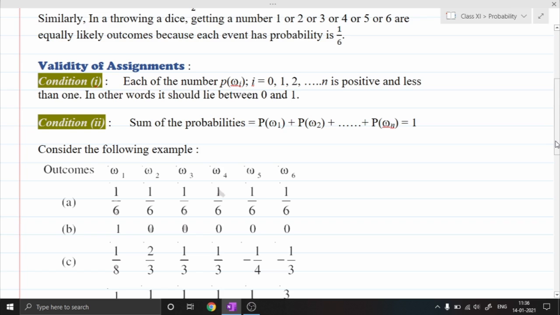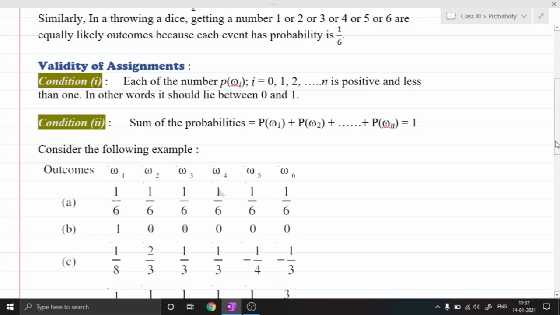The value of i you can take 0, 1, 2, 3. Suppose there are many outcomes, so P omega 1, P omega 2, P omega 3, there will be different outcomes we can take. Here the value of P omega i should be positive, and second, it should be less than 1, meaning it should lie between 0 and 1. Similarly, the second condition: the sum of the probabilities, P omega 1, P omega 2, P omega 3 and so on, of all possibilities will be equal to 1. It means if you add all the possibilities, the sum will be equal to 1.